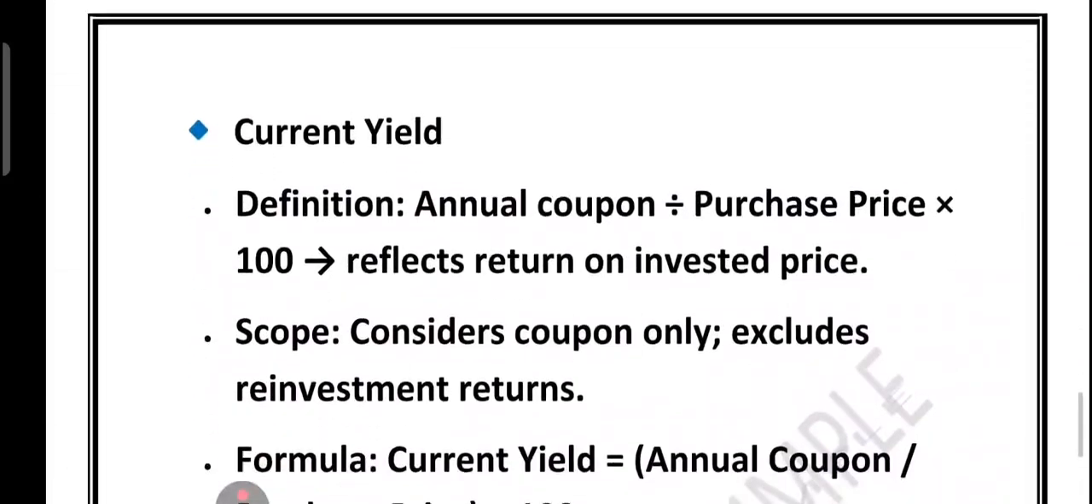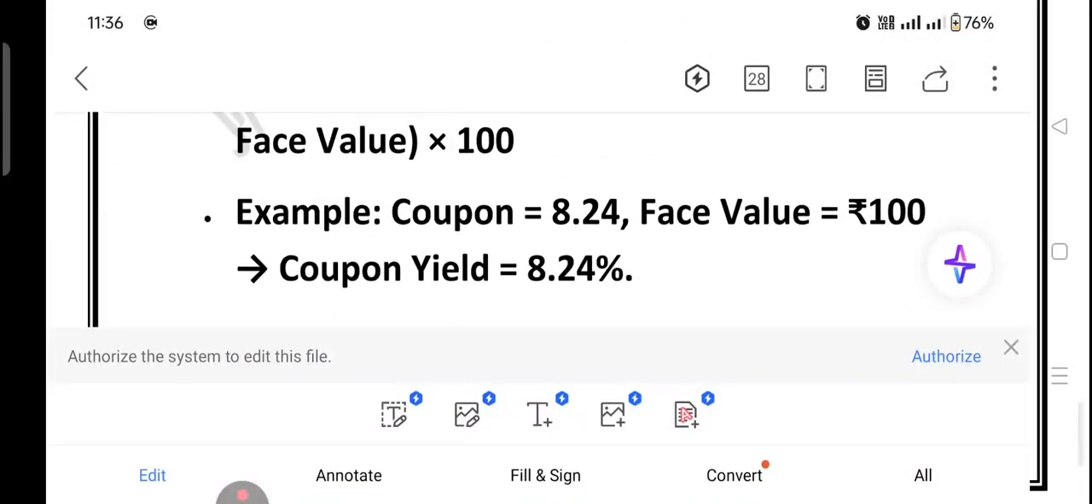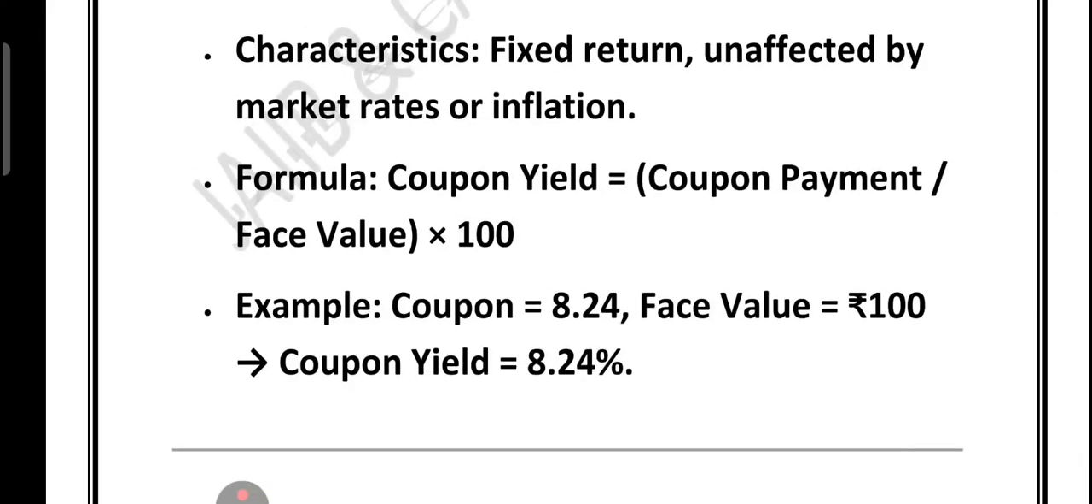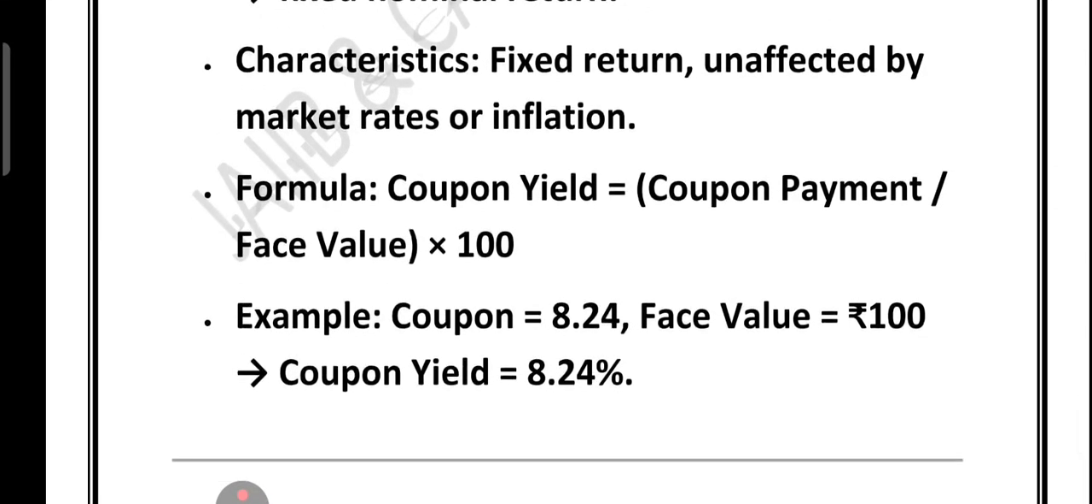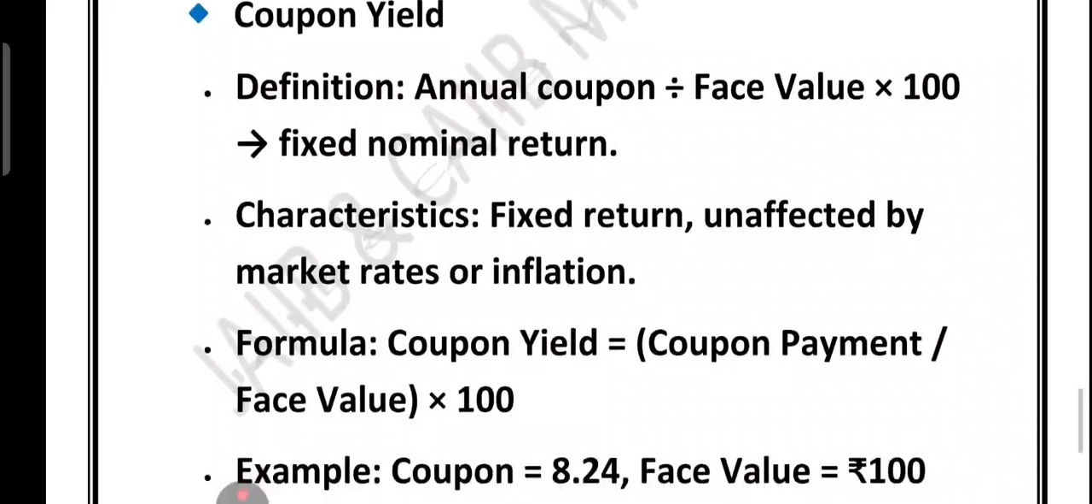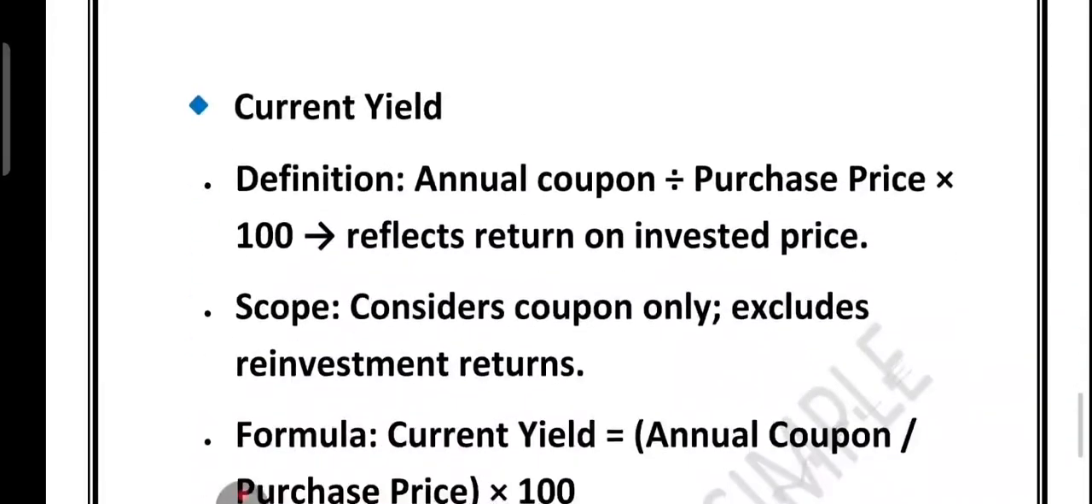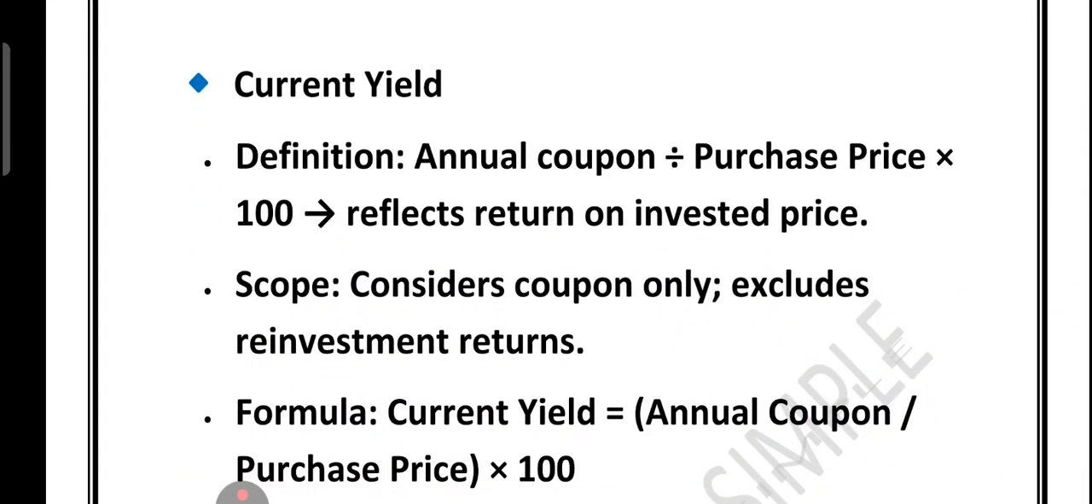Then we have the current yield. So see, coupon yield is asked every year. Please understand. You write coupon in the numerator and you write face value in the denominator and multiply it by 100. That will give you the coupon yield. If we talk about the current yield, you write coupon in the numerator, you divide it by the purchase price, multiply it by 100. That will give you the current yield.